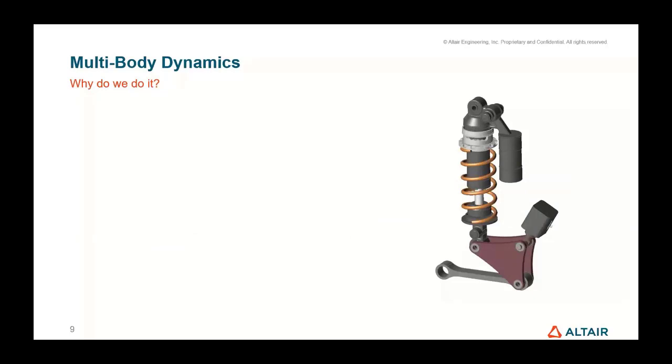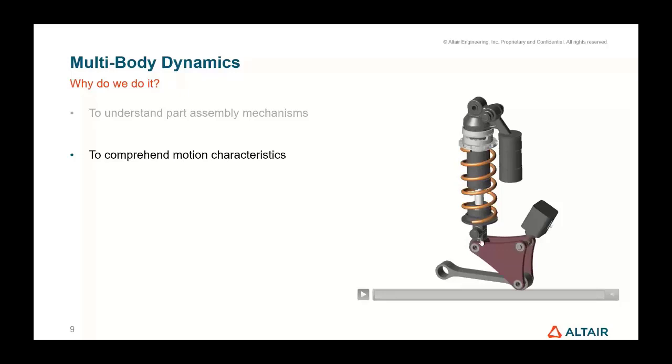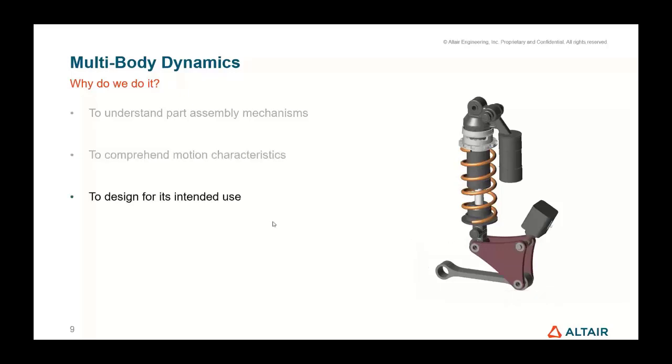So why is that? Why do we want to look into multi-body dynamics? We want to understand different part assembly mechanisms. We want to comprehend our motion characteristics. So we want to see whether that spring is actually performing adequately enough for the motion of our suspension design. We want to design it for its intended use. So we need to make sure that, where we have our packaging spaces, we don't start designing out of our boundaries. We want to make sure that each of our parts actually withstands the way it's being used. It's not going to fail on us.